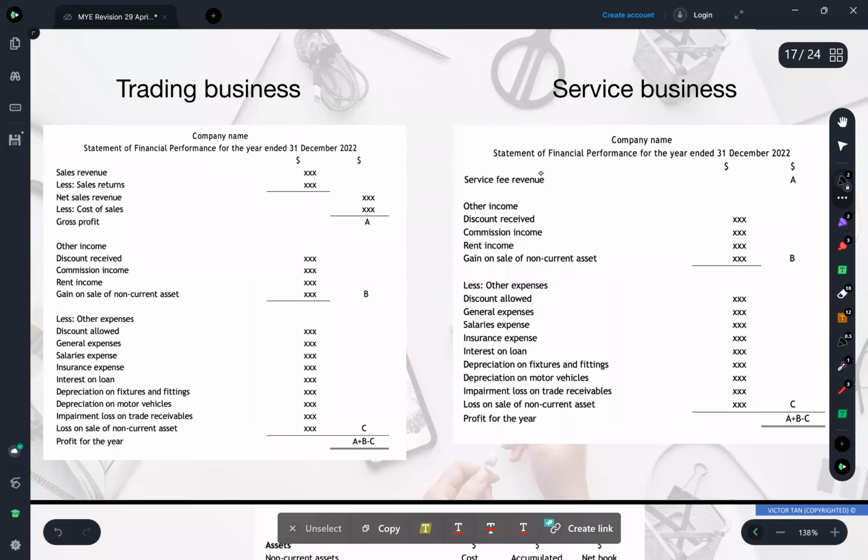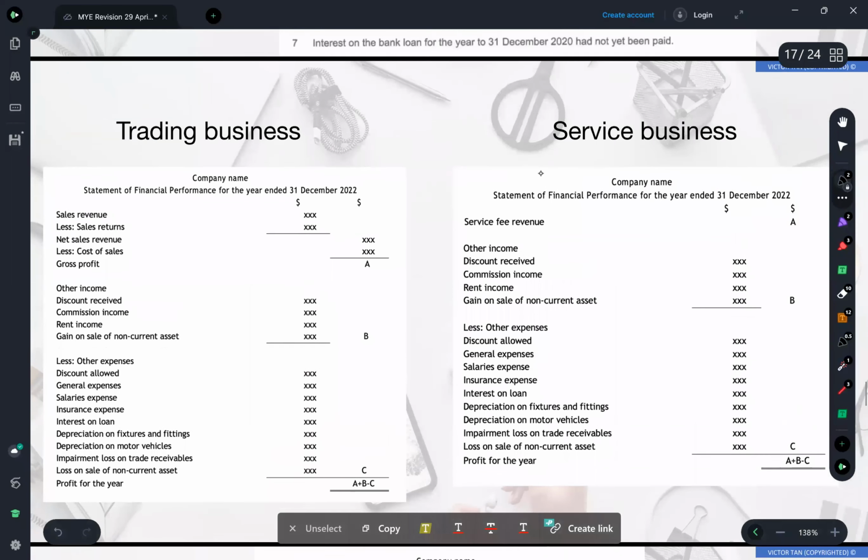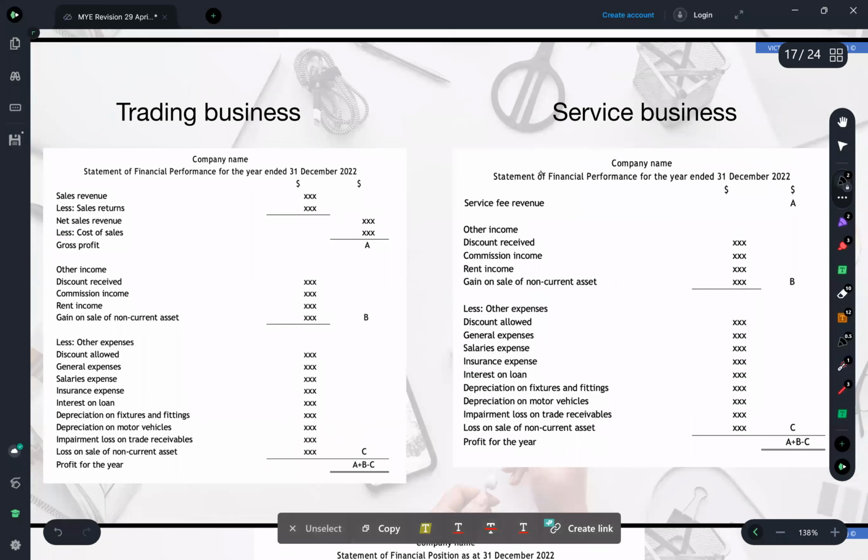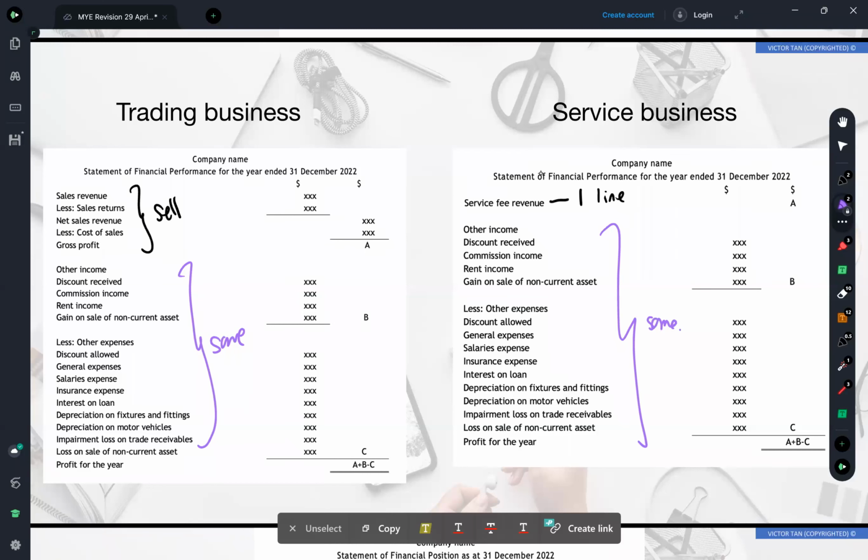There are two kinds of businesses, trading business and service business. So you notice, trading business, I need to sell stuff, correct or not? So I sell stuff, I get sales revenue. But a service business, I don't sell anything. So you notice there's only one line here. The rest are the same. So this one is the same as this one. That's the only difference between a trading business and a service business.